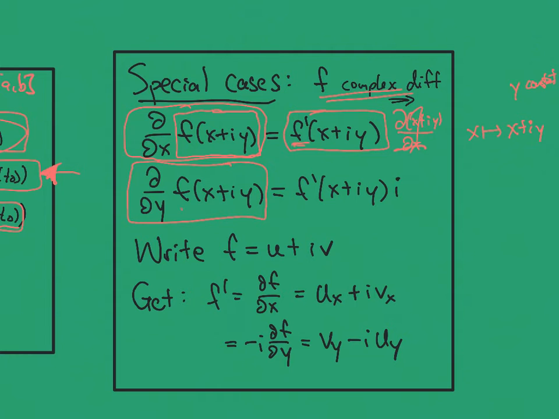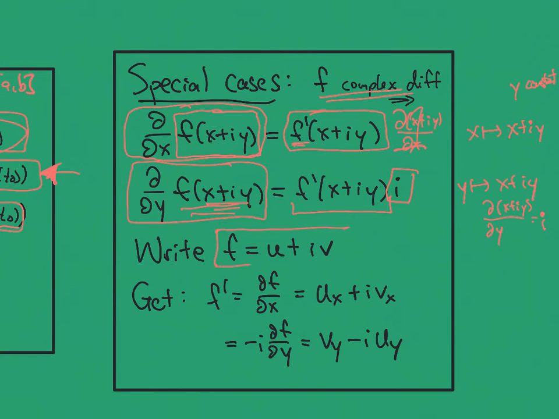On the other hand, if I take the derivative with respect to y of f of x plus iy, now thinking of this as the map y goes to x plus iy, well, I'll have the complex derivative with this plugged in, but then I'll take the derivative of x plus iy in each component with respect to y, and you'll just get i out of this. So you get i there.